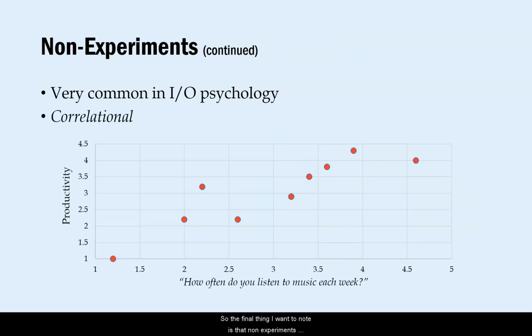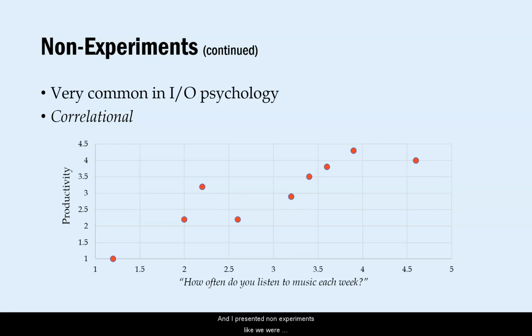So the final thing I want to note is that non-experiments are really common because they're just way easier to implement in the world. And we can do them in realistic situations. I don't have to bring people into my controlled laboratory and randomly assign them to conditions. I can just go out into the world that's already happening around me and observe what's going on and just see if there are associations between the things that I'm observing.